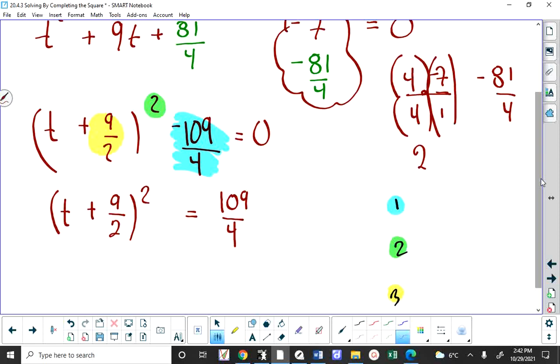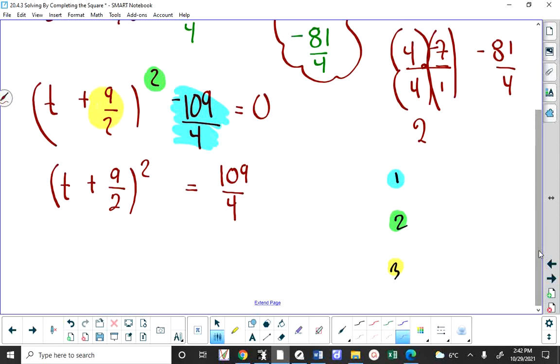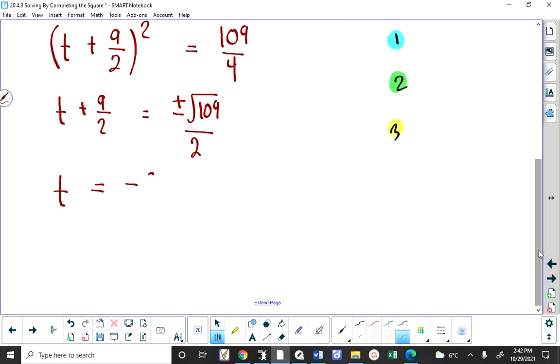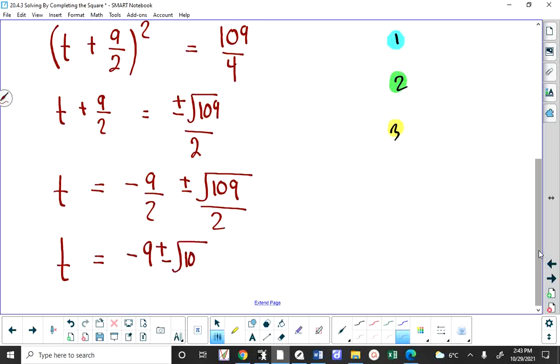I've accomplished the elimination of the blue thing from surrounding t. Now I've got to get rid of the green thing surrounding t. That means I take the square root, and I'm going to have plus or minus root 109 over 2. Because the square root of 4 is 2. Right? So it's the square root of 109 over the square root of 4. But the square root of 4 is 2. And then we can finally eliminate the yellow thing and get t equals negative 9 halves plus or minus root 109 halves. We happen to get a common denominator here, so we're lucky. Negative 9 plus or minus root 109 all over 2.